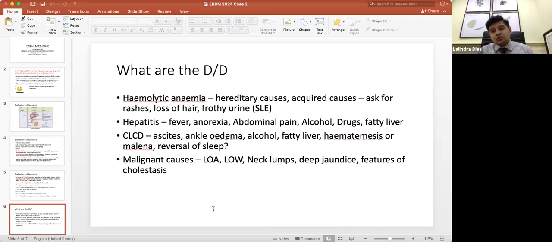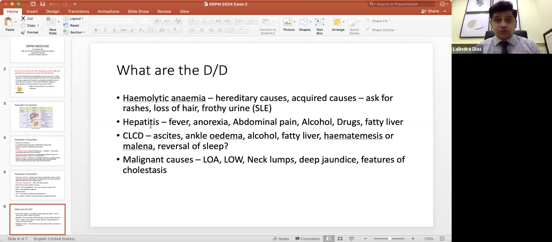So for SLE, what questions should you ask? You have to ask about the rashes on the face, photosensitive rashes. When you are exposed to sunlight, you get rashes. Do you have loss of hair, alopecia? Then joint pain, oral ulcers, yeah, small joint arthritis, oral ulcers, very correct, very good. Frothy urine, things like that. You don't have to ask all the questions, but a few questions. So, as you told, rashes, alopecia, small joint arthritis, and oral ulcers. Yeah, so that's for hemolytic anemia.